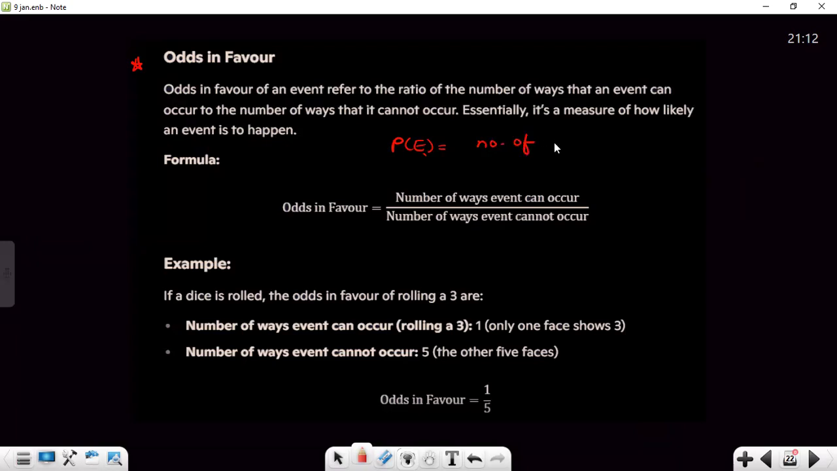we used to find the number of favorable outcomes, or we can say we used to find in how many ways the event can happen, the number of ways that event can occur. Then we used to divide it by the total number of possible ways.